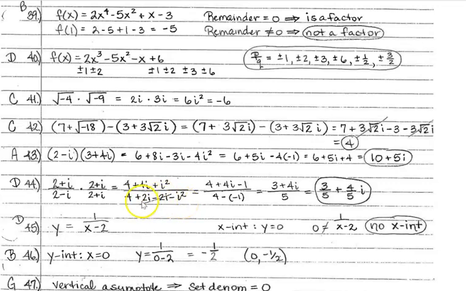So the positive 2i and -2i drop each other out, and remember that i squared is -1, so this i squared becomes -1, and this i squared becomes -1. So 4 minus 1 is 3, so that'd be 3 plus 4i, and 4 minus a -1 is 4 plus 1, that'd be 5. And then we're going to write it in a plus bi form. And so we're going to separate this into two separate pieces. So 3/5 plus 4/5 times i.